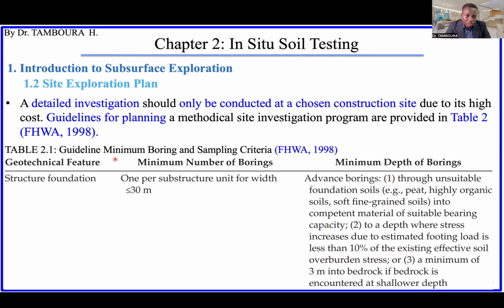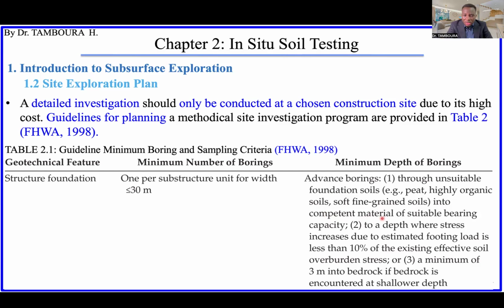Even if, for example, the requirement is saying, okay, the type of building is saying go to 3 meters, the borings should be 3 meters. And you go and find there is a good, strong layer from 5 meters depth. So you have to go through the 5 meters of weak soil and reach the strong layer.